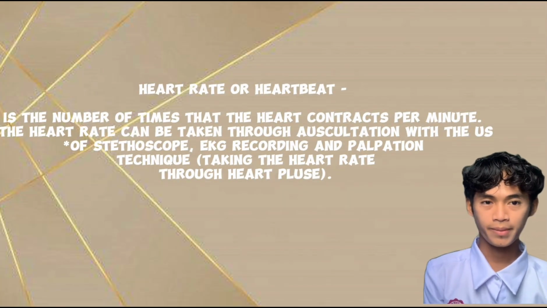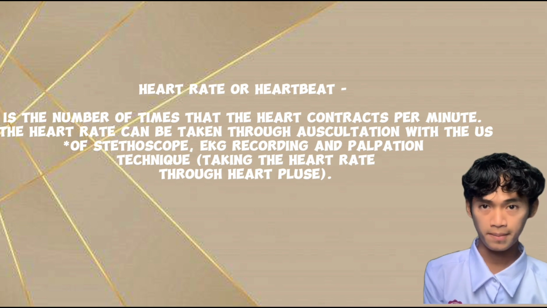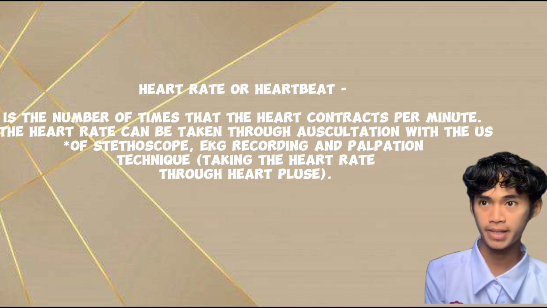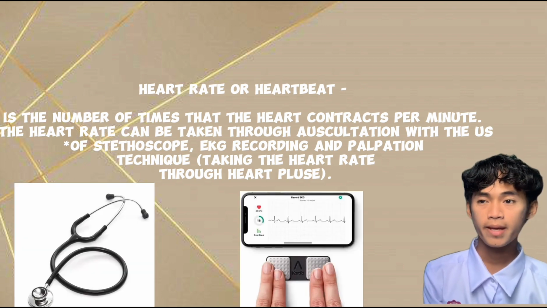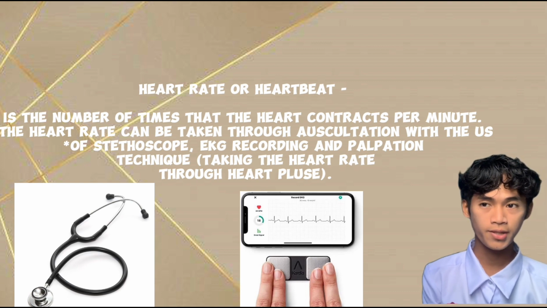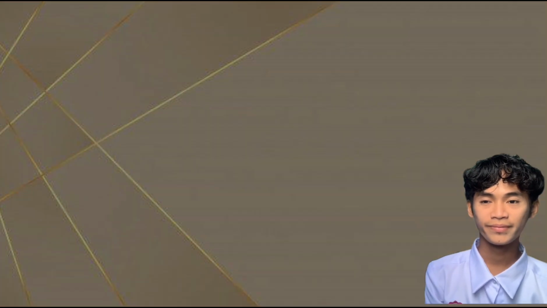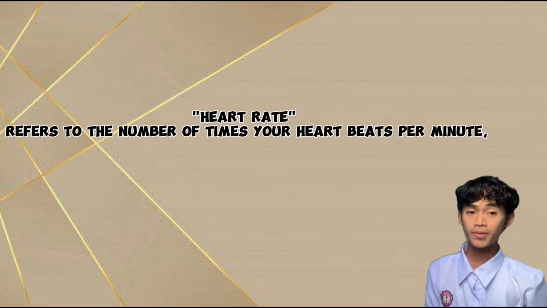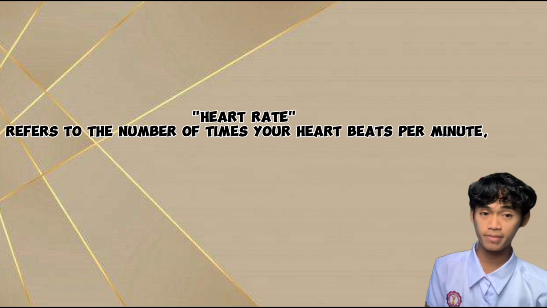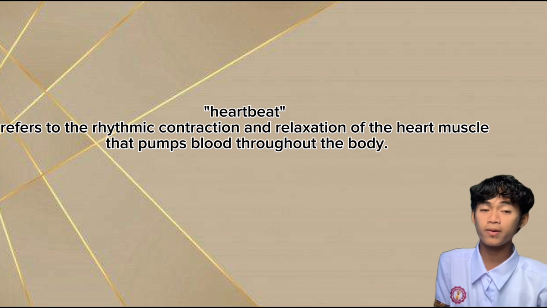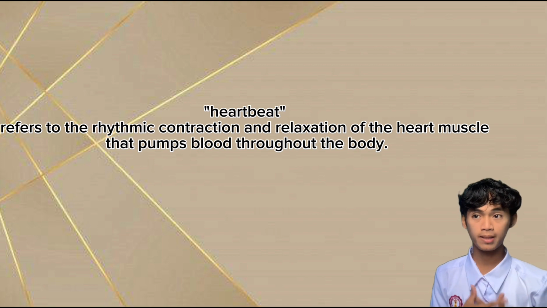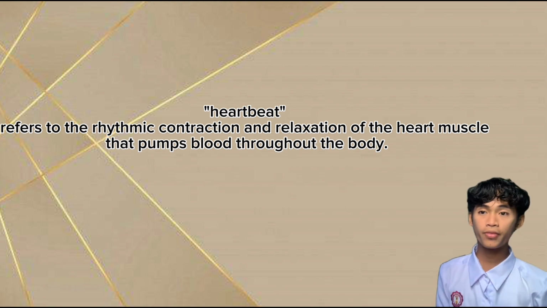Heart rate or heartbeat is the number of times that the heart contracts per minute. The heart rate can be taken through auscultation with the use of a stethoscope, EKG recording, and the palpation technique. So meaning, the heart rate refers to the number of heartbeats per minute. However, the heartbeat refers to the rhythmic contraction and relaxation of your heart muscle, and that pumps blood throughout the body.